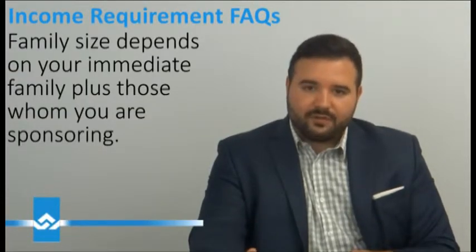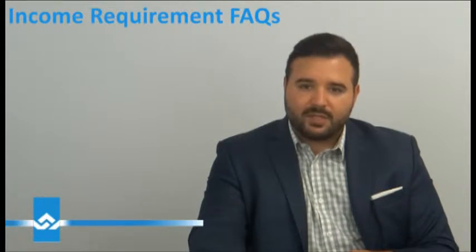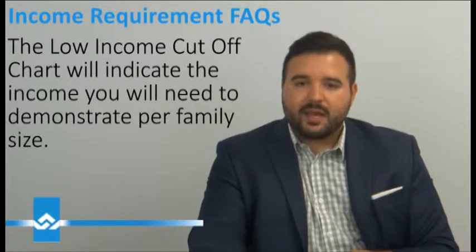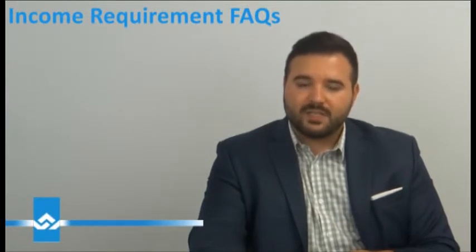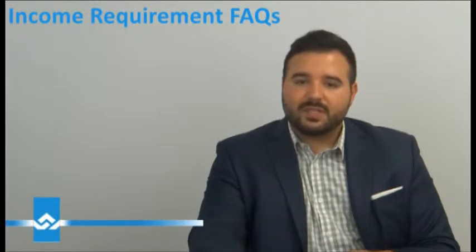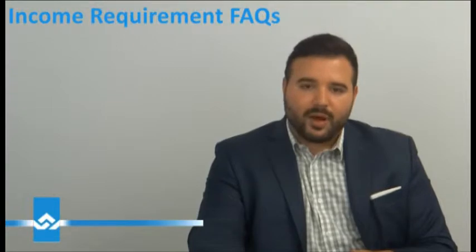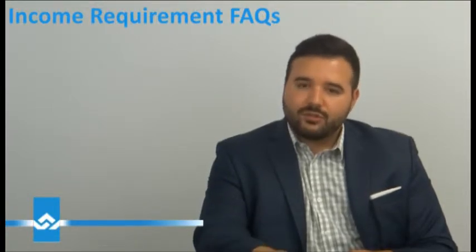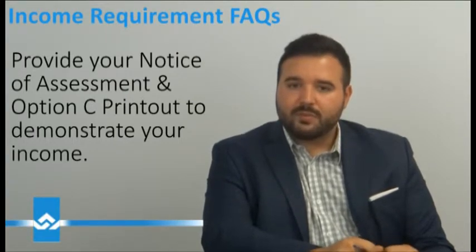Now that you know what your family size is, you'll need to make reference to the Low Income Cutoff, which is an income that you will need to be able to demonstrate for the 3 years prior to your application. That means that whatever the Low Income Cutoff dictates is your minimum necessary income for a family size of 8, you will need to be able to demonstrate that you have this income for the past 3 years prior to your application. The way you do this is by submitting notices of assessment or your option C printout.